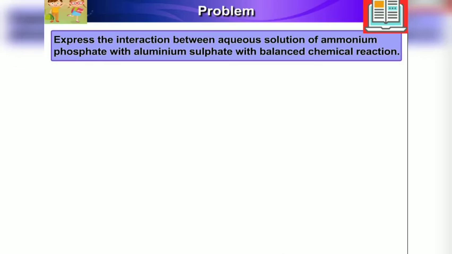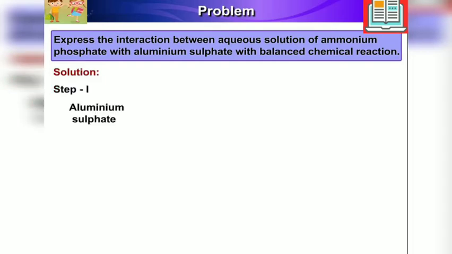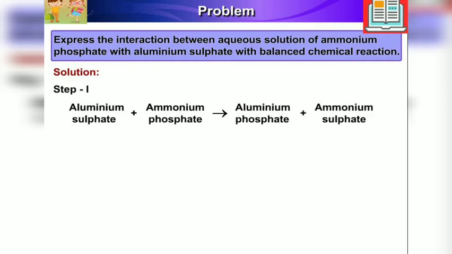Express the interaction between an aqueous solution of ammonium phosphate with aluminium sulfate with a balanced chemical reaction. Solution. Step 1. Aluminium sulfate plus ammonium phosphate gives aluminium phosphate plus ammonium sulfate.